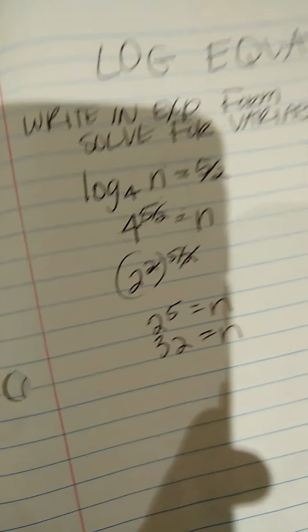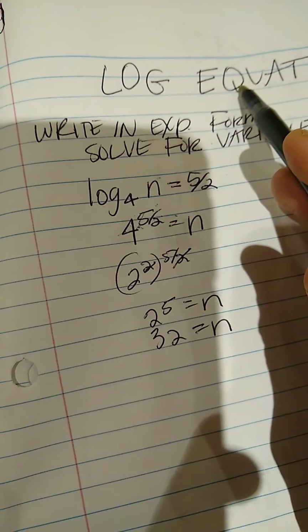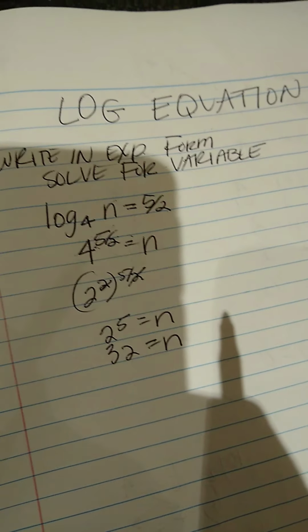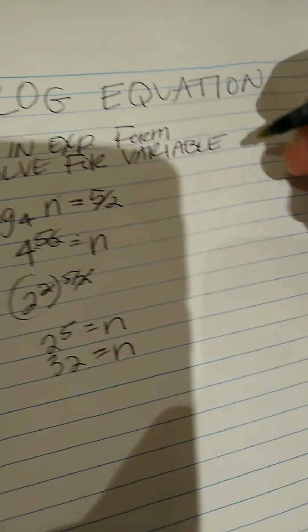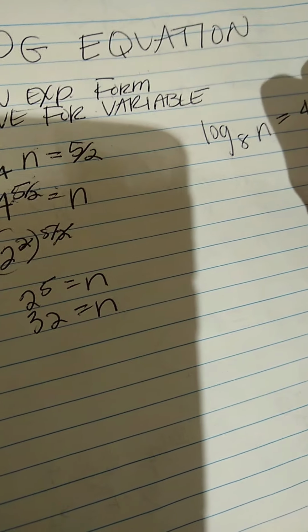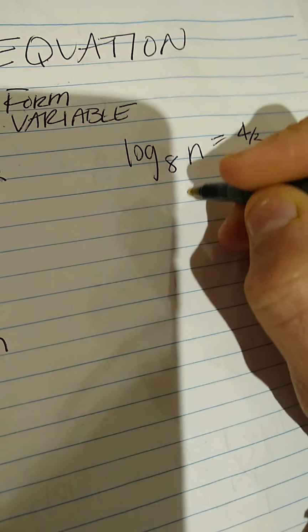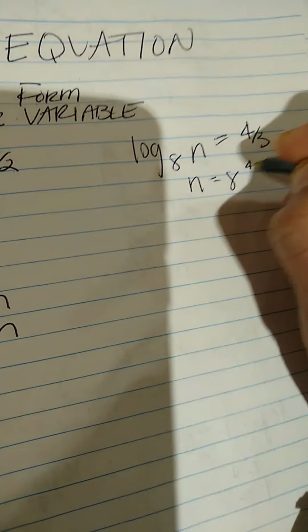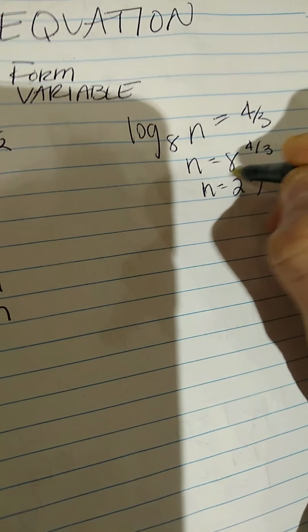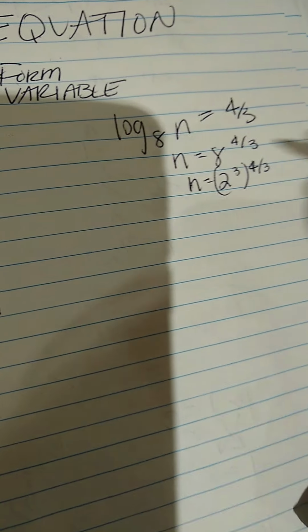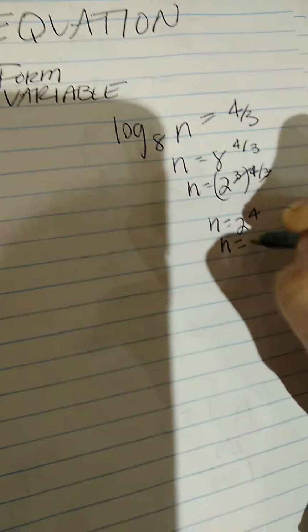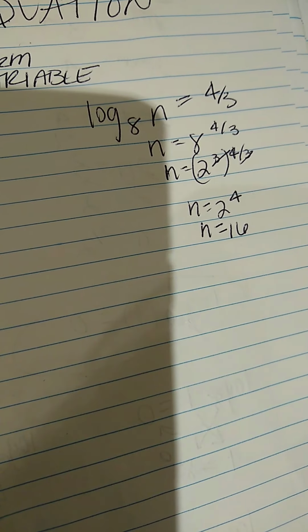You always want to write them in exponential form, and then from there, you want to go solve for a variable. Let's try one more of those. If I have log base 8 of n equals 4/3, I'm going to write that down as n equals 8 to the 4/3, or n equals 2 to the 3rd to the 4/3. We cancel off those 3's. n equals 2 to the 4th, or n equals 16. Write in exponential form and solve.